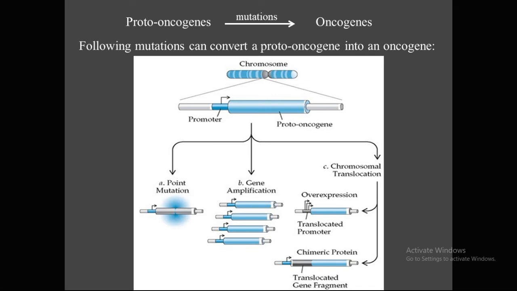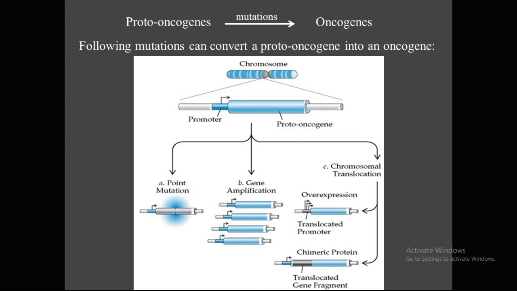Third is chromosomal translocation. Chromosomal translocation can lead to overexpression. Overexpression is when you have a translocated promoter, that is the promoter has come from some other chromosome. This translocated promoter increases the expression of the gene. Earlier there was a normal promoter, so it had some expression, but now the gene is getting overexpressed, that is the expression of the gene has increased. The best example of this overexpression by chromosomal translocation is the BCR-ABL translocation, which is also known as the Philadelphia chromosome.